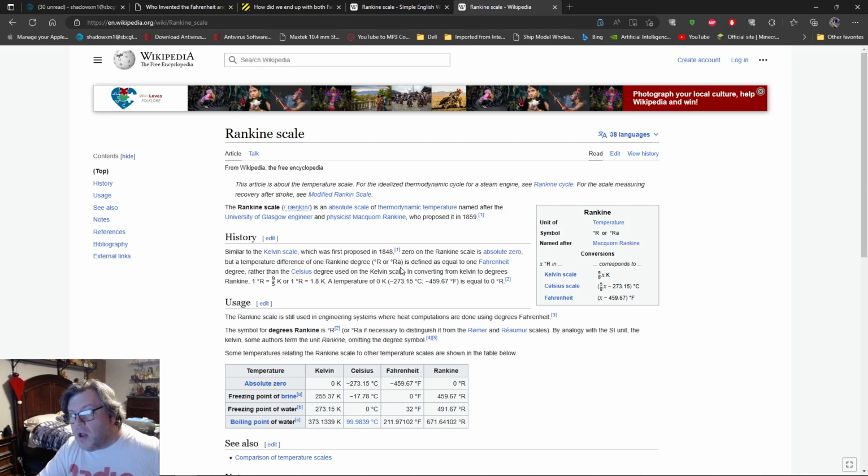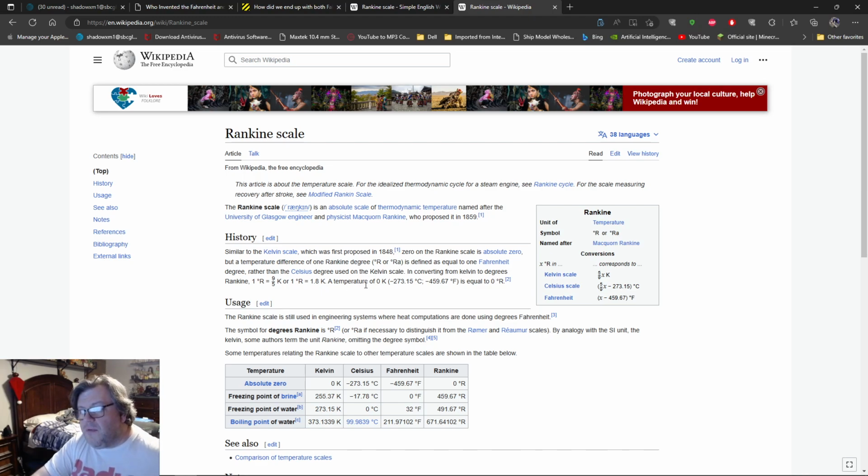There you go. In converting from Kelvin to degrees Rankine, 1 degree Rankine equals 5/9 Kelvin, or 1 Kelvin equals 1.8 degrees Rankine.